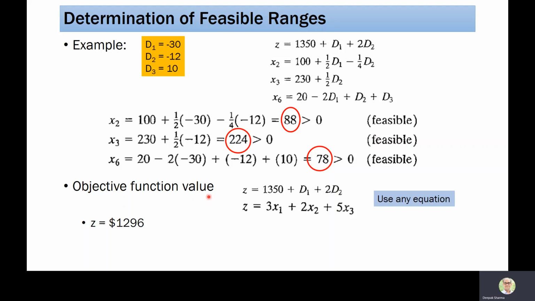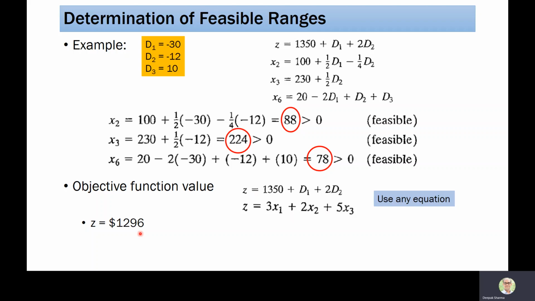Right. Now, once we have identified that these are feasible solutions, the question is, can I find the objective function? The objective function I can find by using Z equals 1350 plus D1 plus 2 D2. This equation we have already written, or I can use the original objective function, 3x1 plus 2x2 plus 5x3. I can use any one of them. By including the values, I should get a Z value of 1296.